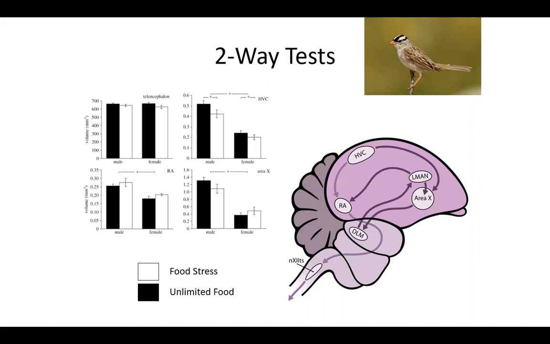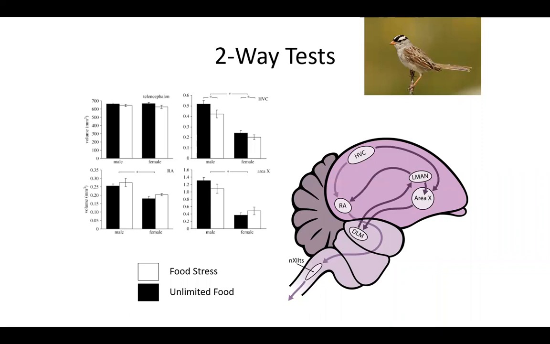And there are some good examples. You could see differences between male and female, and that's not surprising, again, considering males are the ones who produce the song, in terms of both area X and HVC. But then you can also see differences in terms of food stress. And it may not be surprising in this case that food stress is observed both in male but then also female. You might expect it in just males since they're the ones producing the song, but the overall volume of these areas is reduced when the animal experiences a lack of food. This is the type of place where a two-way ANOVA becomes a very useful tool in order to understand these relationships. Make sense?